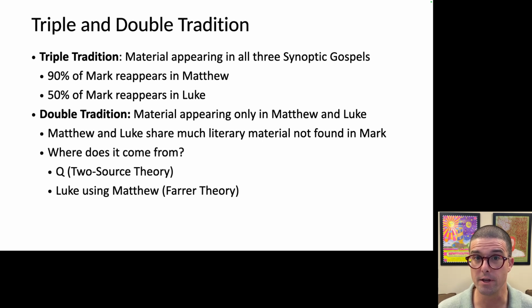The Farrer theory does not hypothesize the existence of this hypothetical source document Q. They say it probably did not exist, and the reason for the overlap between Matthew and Luke is that Luke writes after Matthew and uses both Mark and Matthew. Let's go ahead and jump on into our double tradition passage and get to marking.